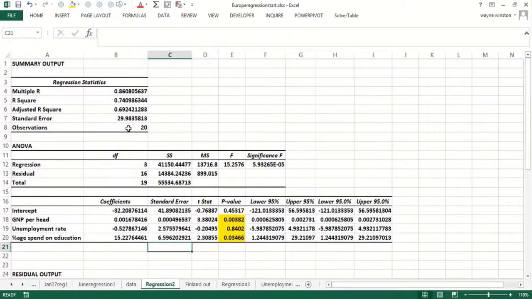All right, notice there's 20 observations now. The R-squared leaped to 74%. The standard error is now 30 because that Finland observation had such an impact on our predictions. The standard error was about 59.